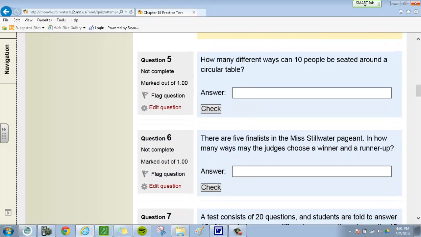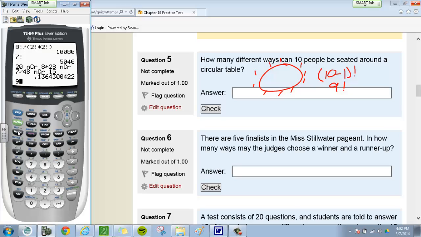Okay. Question 5. How many different ways can 10 people be seated around a circular table? This is the circular permutation problem. Okay, we got a circle right here. We got 10 people sitting around it. 1, 2, 3, 4, 5, 6, 7, 8, 9, 10. And we want to know how many ways you can seat 10 people around it. Well, what you do in this one, you take the number of people, 10, you subtract 1 from it, and you take the factorial of that. So really you get 9 factorial in this problem. Let's figure out what that is.